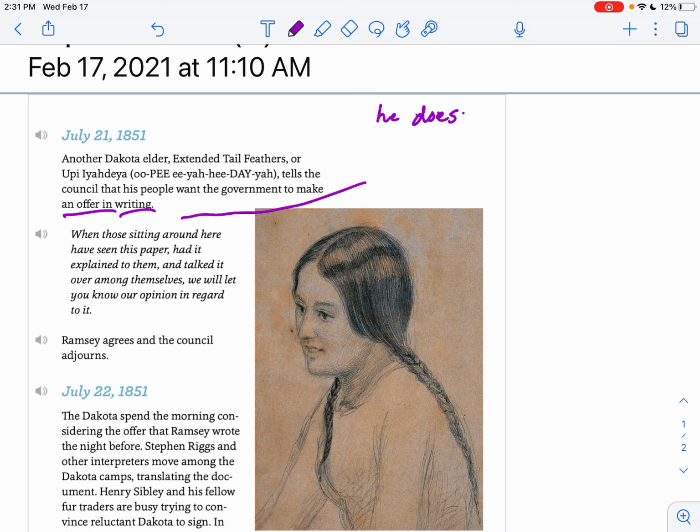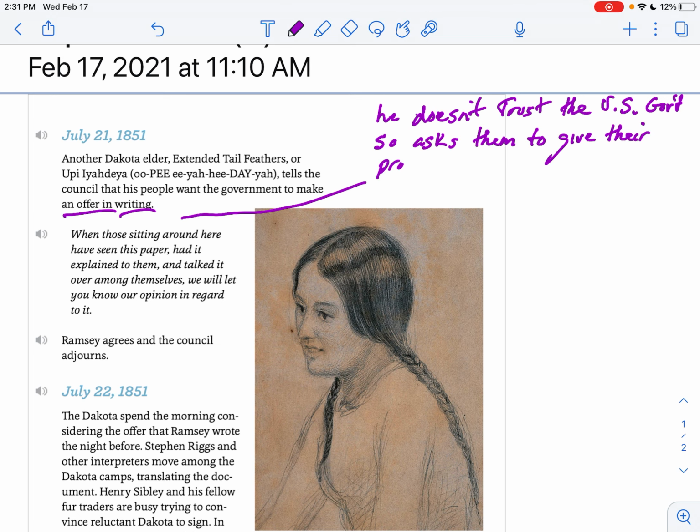he doesn't trust somebody. So who doesn't this Dakota elder trust? You're right. I hear you. He doesn't trust the U.S. government. He doesn't trust the United States government. So he asks them to give their promises in writing.